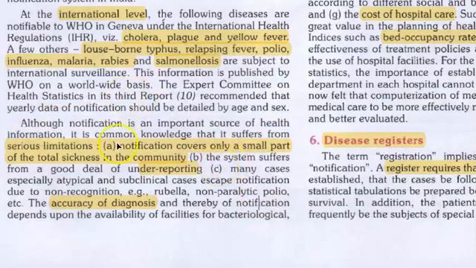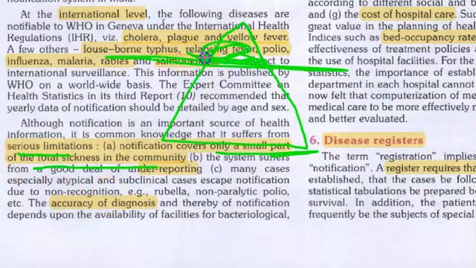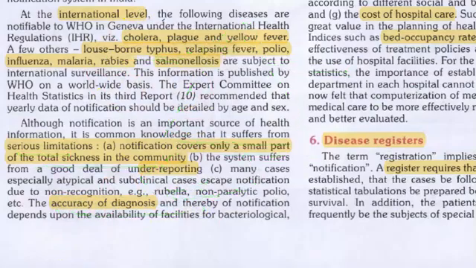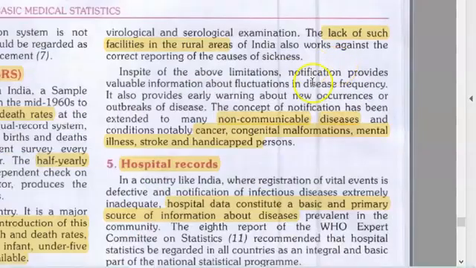So you should understand the problems with notification. Limitations also will be there. There are serious limitations, they are saying. So it covers only a small part of the total sickness of the community. See, obviously that iceberg phenomenon, you will see only the tip of the iceberg, right? The doctor will notify only this. And there will be a lot of underreporting in that also. And sometimes there is no accuracy of diagnosis, unless you have all these microbiological laboratories, etc. And such facilities will not be there in rural areas.